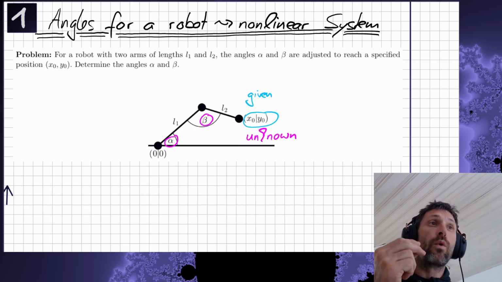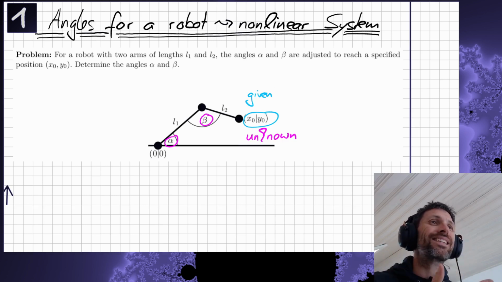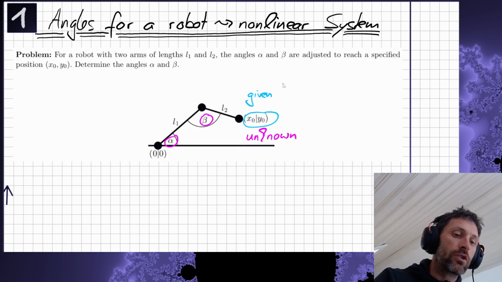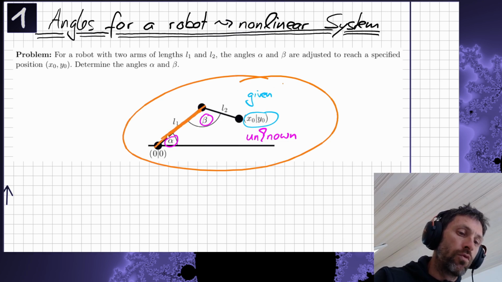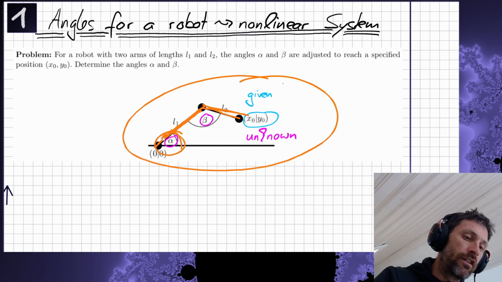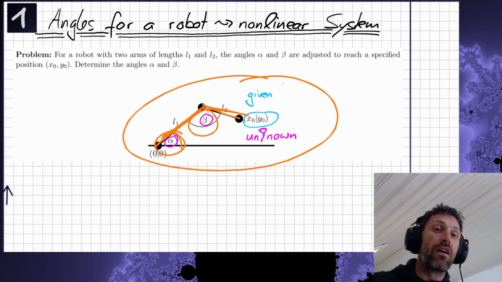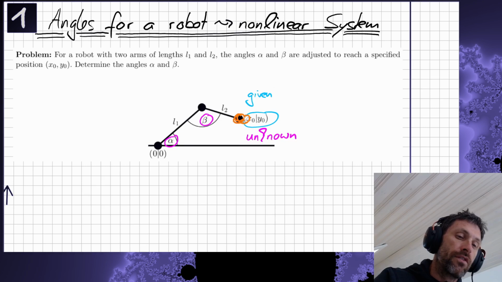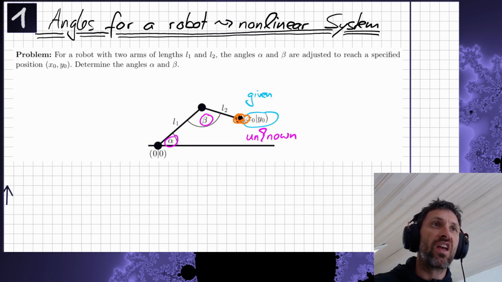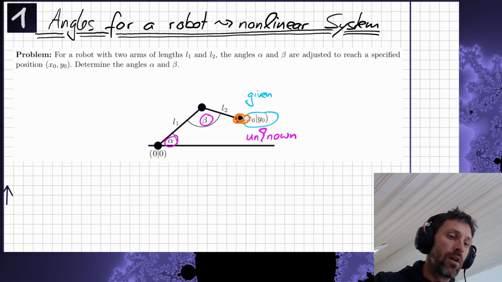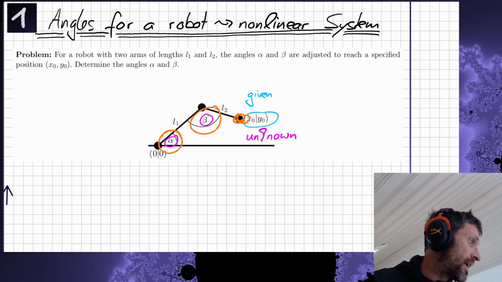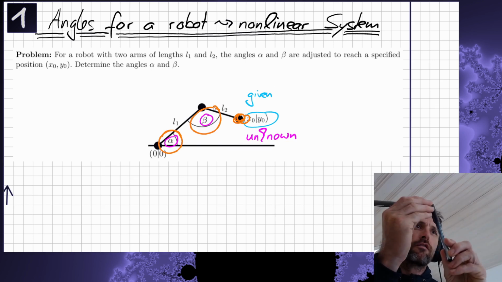One example: where may such a system come from? What is an example? In this video we will talk about a robot. A robot consisting of two arms, and you can vary the angles alpha and beta, and thus you will reach some position x0, y0. There's a given position and you want to reach that position by varying alpha and beta. The problem is of that kind.